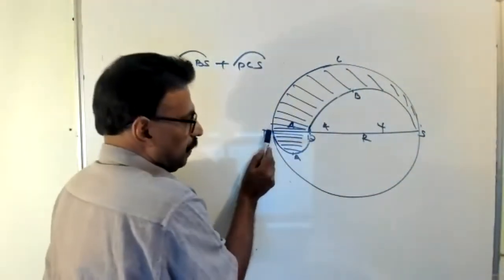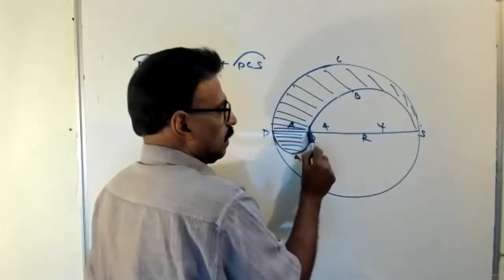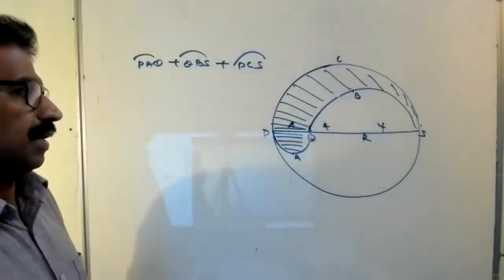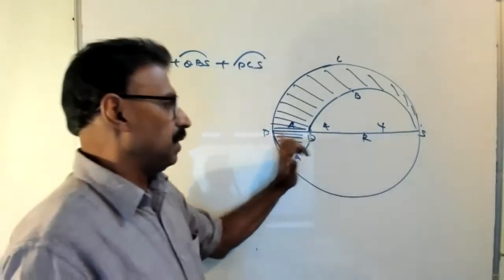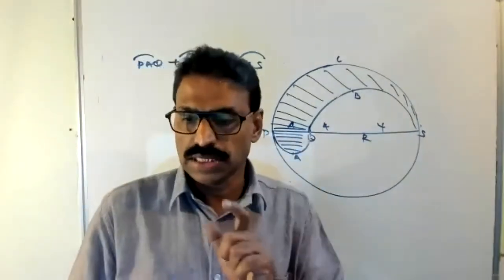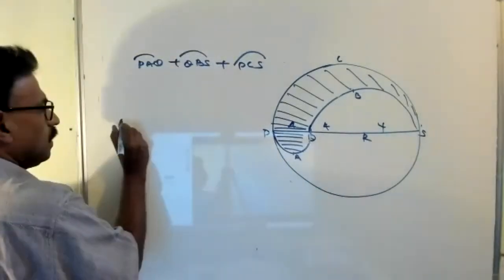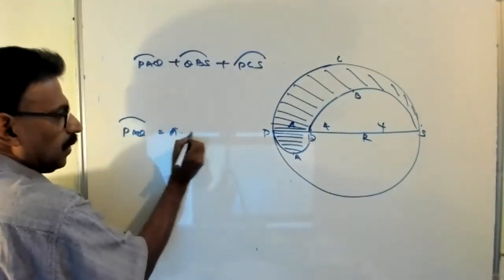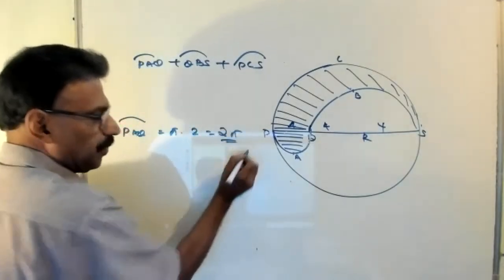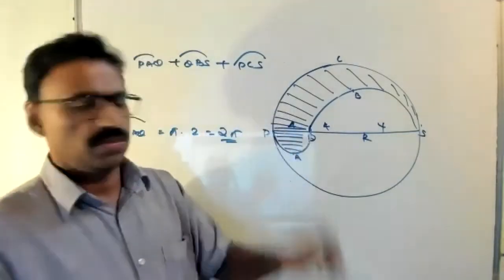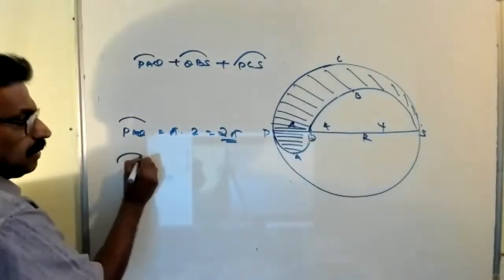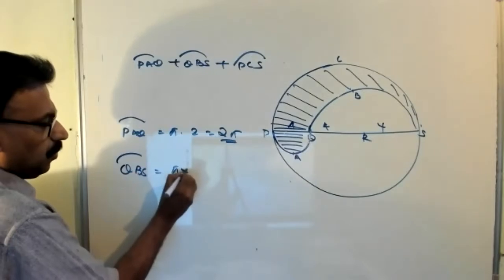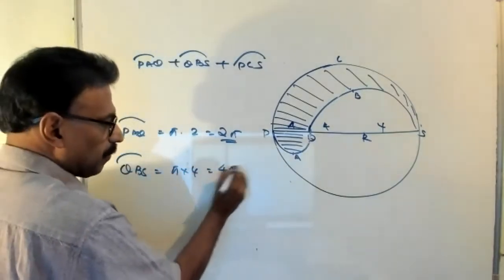Okay, start from PAQ plus QBS plus SCP. We understood that PQ, QR, RS is 4 centimeter each. So arc PAQ is half pi r, that is pi into 2, which is 2 pi. Correct or no? Because here the radius is 2. Then arc QBS is pi into 4. That is 4 pi.